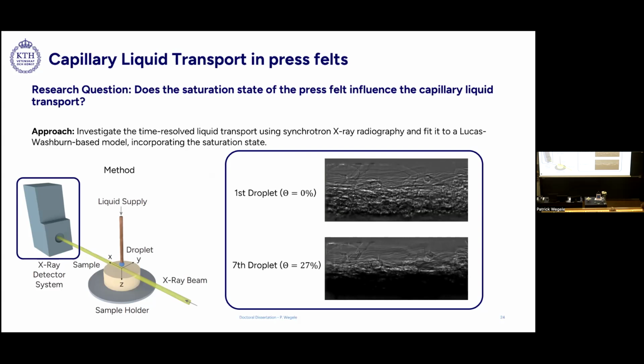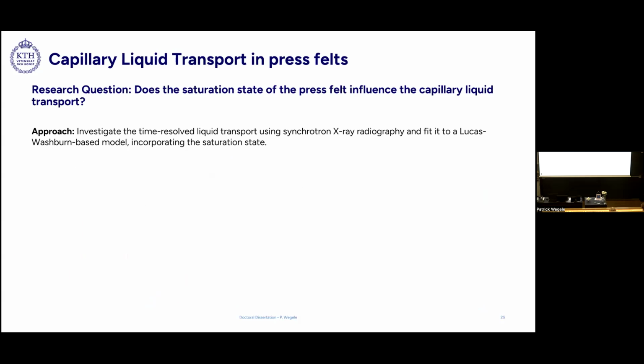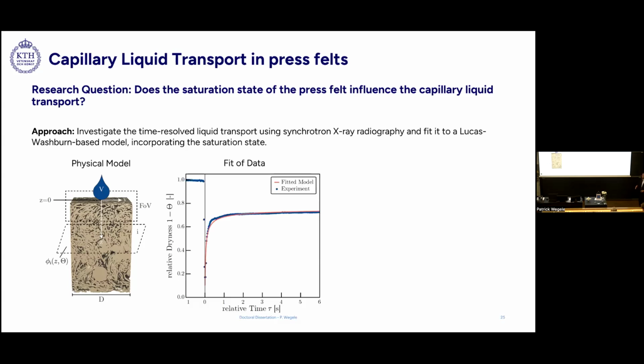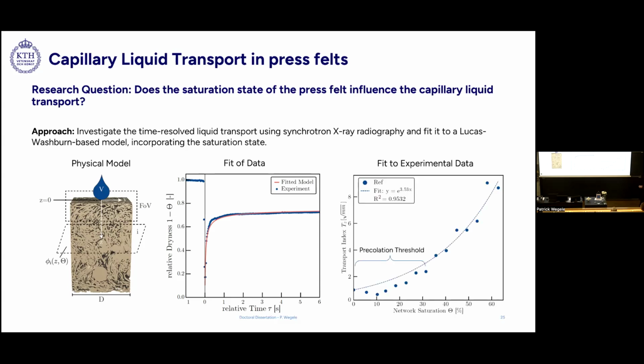So we wanted to put numbers behind this difference. And that's why we came up with a Lucas-Washburn-based model that calculates the liquid content in the uppermost bed fiber layer. This model was then fitted to the experimental data we obtained at the synchrotron beamline, calculating a so-called transport index in Z direction, which is a metric for the capillary liquid transport speed in the thickness direction. Plotting this transport index in thickness direction as a function of network saturation reveals that the liquid transport is exponentially increasing with increasing network saturation.